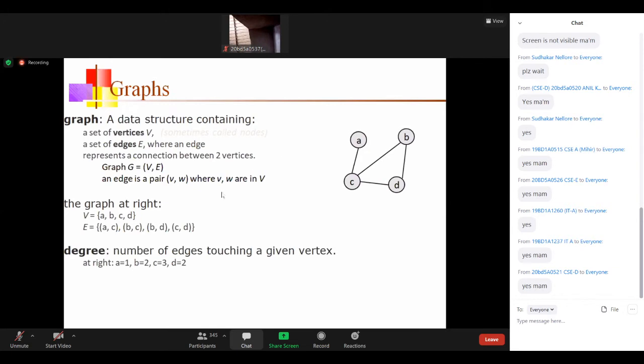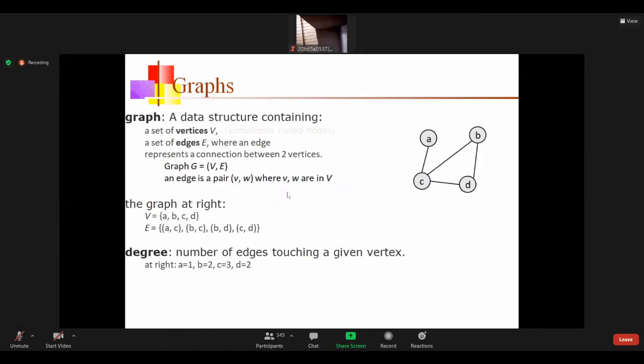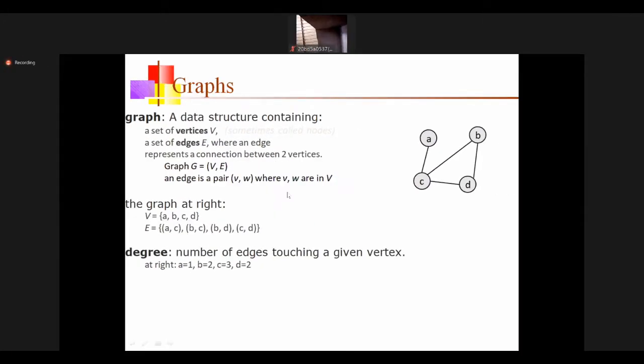Look at this. You all know the definition of a graph. A graph is nothing but a set of vertices and edges. The line joining two vertices is called an edge. Degree is the number of edges touching a particular given vertex. Mute your video. Okay.